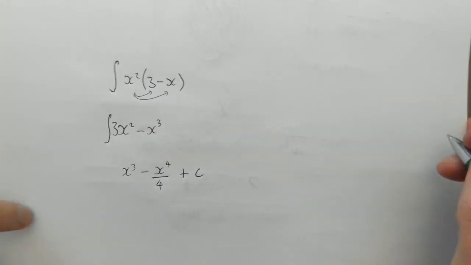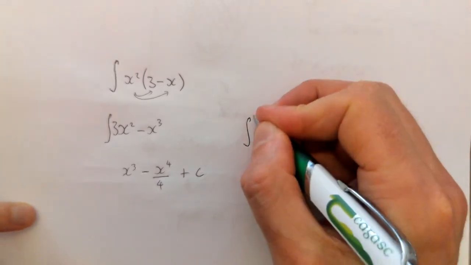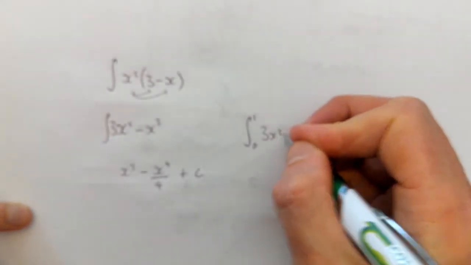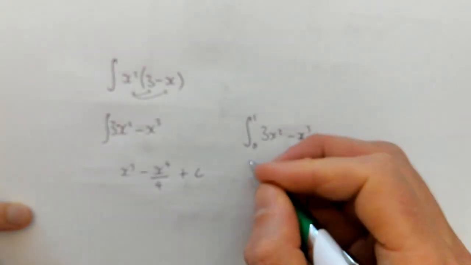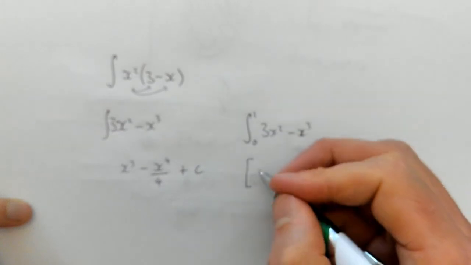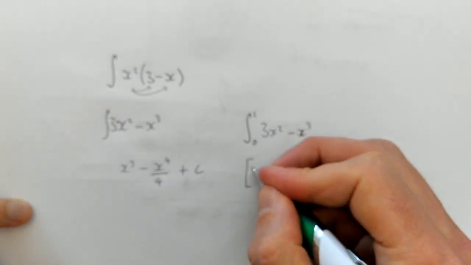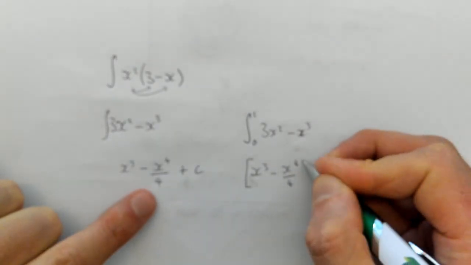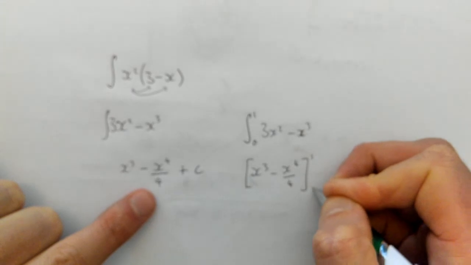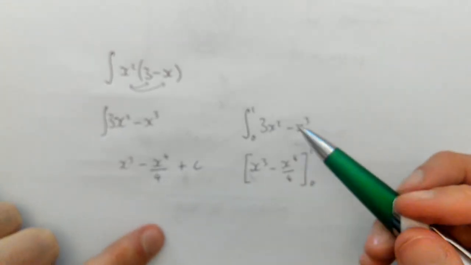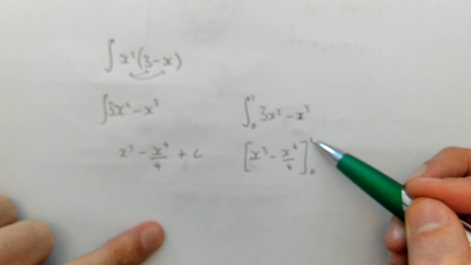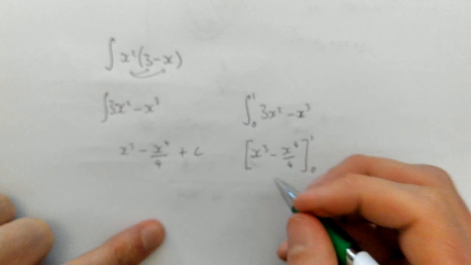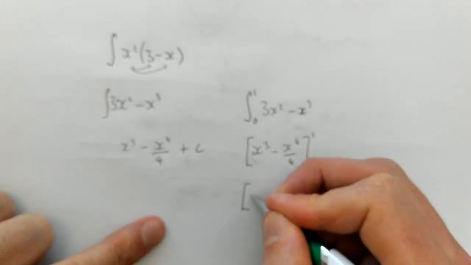If I gave you some limits now, if I did the same thing with a limit of 1 and, let's say, 0, we'd do the same thing. We'd notate it with square brackets. So there's no constant, and we put the limits here. And this is where it works into the area underneath the curve. We put the value of 1 in for x, and we take away what we get when we put the value of 0 in for x. So it would look something like this.